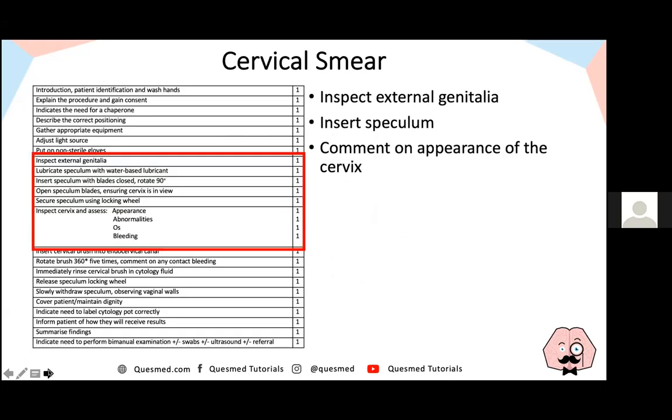So exactly the same as a speculum examination, you would still comment on the external genitalia, you would insert the speculum in the usual way, and you would comment on the appearance of the cervix. Now, with taking a smear test, they do normally want you to use a water-based lubricant or no lubricant. Some of the more jelly lubricants can actually interfere with the test results. So you do normally lubricate with a water-based or just plain water.